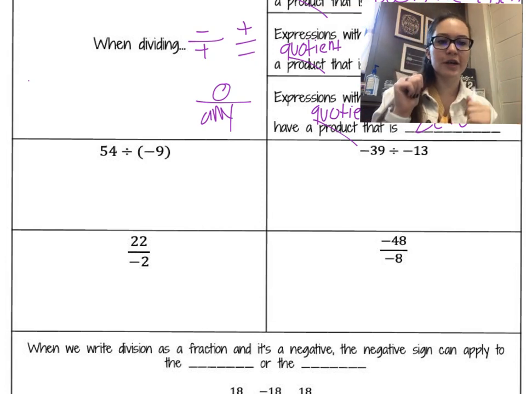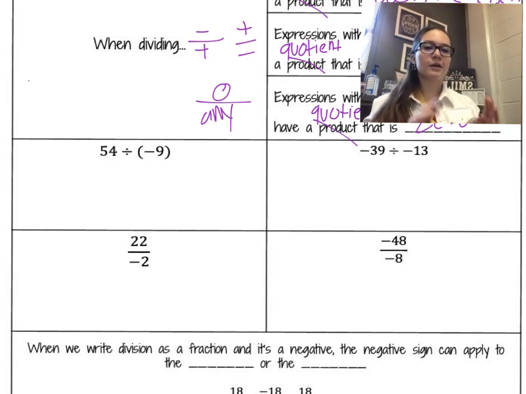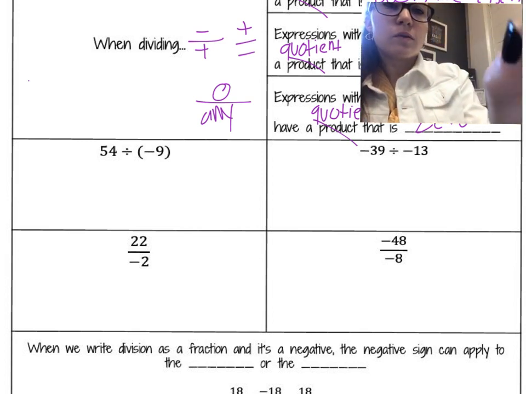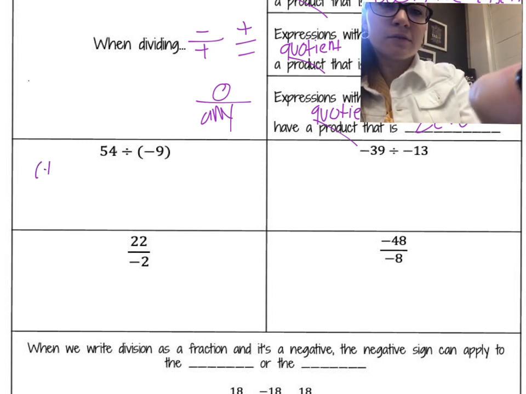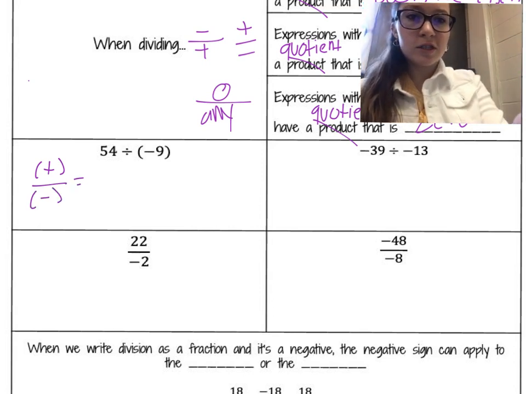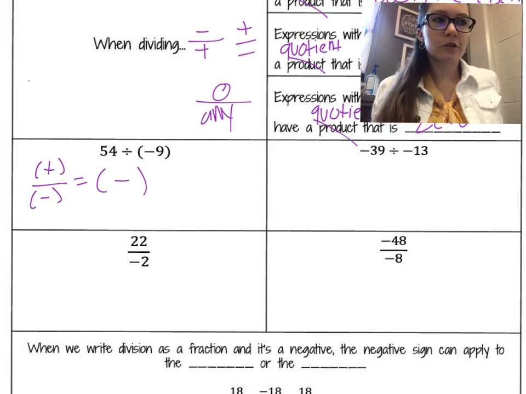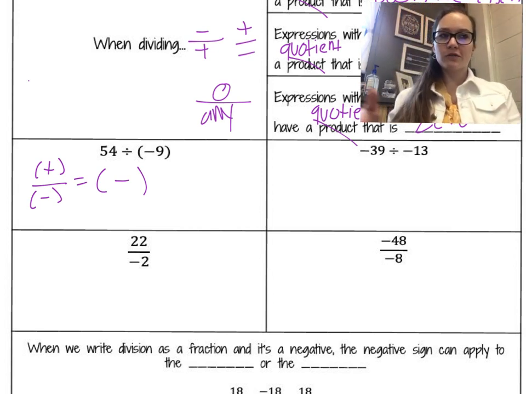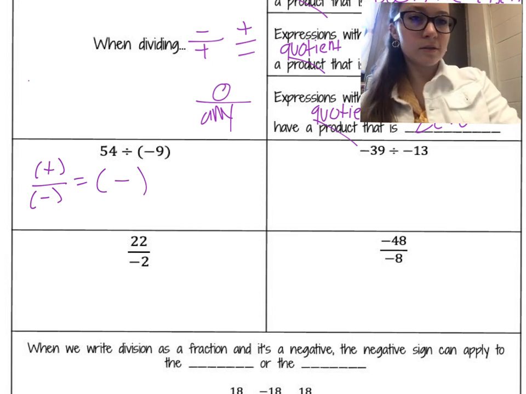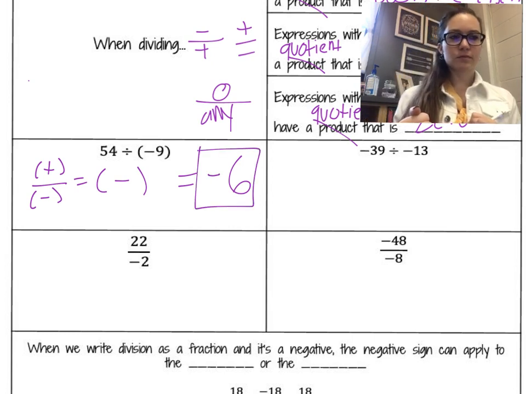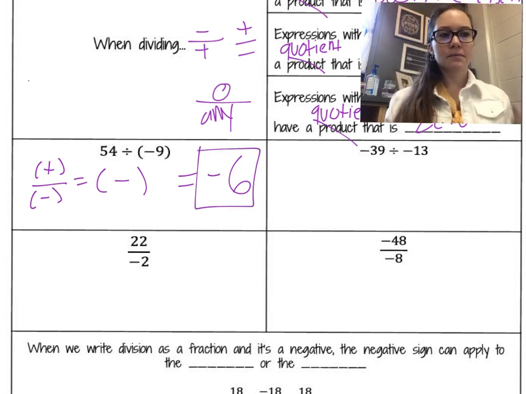Okay, so let's do some practice together. Okay, 54 divided by negative 9. Well, one is a positive divided by a negative, which is going to give me a negative answer. Okay, so now I just have to do 54 divided by 9, which is 6. And since my answer has to be negative, it's going to be negative 6.